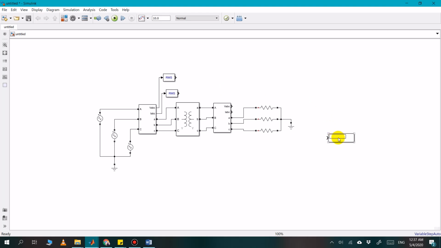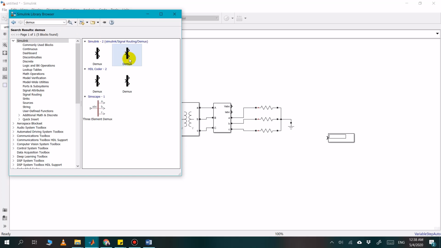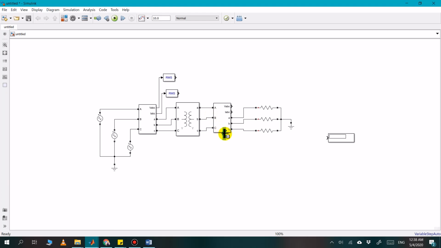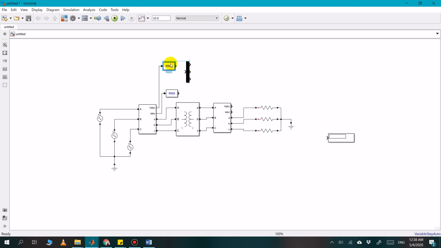Okay, now because this will give us a three-phase quantity, three different voltages and three different currents, we need a Demux block that will split it into three different values. So you need to find a Demux. Here is the Demux. There are just two outputs, but we need three outputs. So you can change that, make it 3. Now you can connect 3 displays that will give you 3 different voltages of 3 different phases.